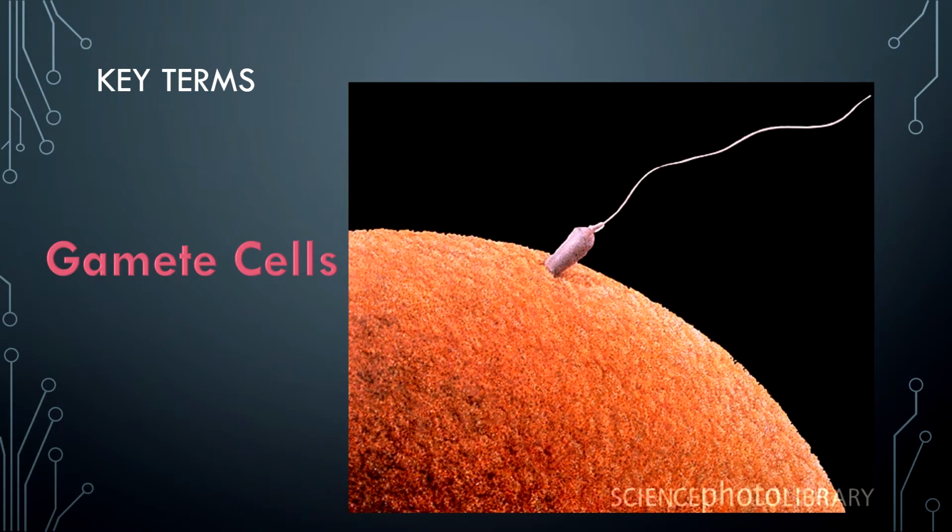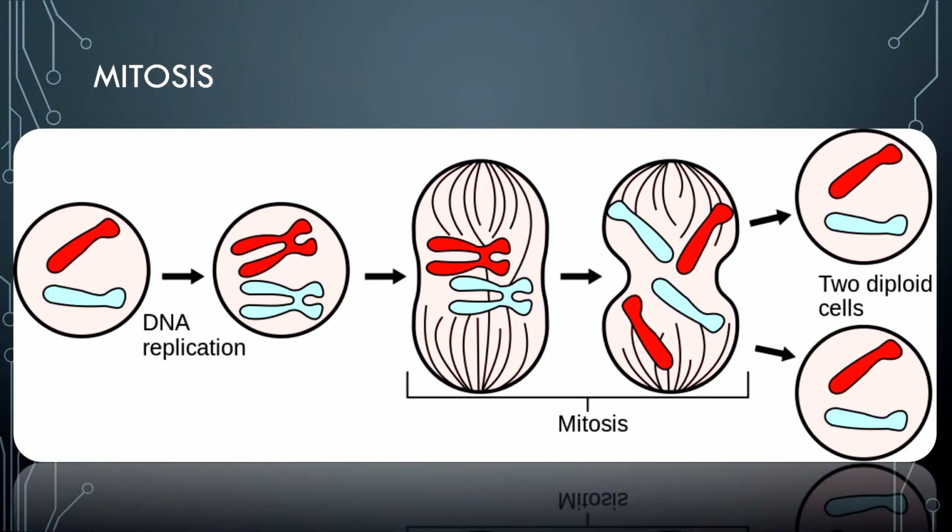A zygote is a diploid cell resulting from fertilization. Fertilization is when two haploid gametes fuse. The next thing we're going to look at is mitosis. It is a replication of somatic cells in humans. So somatic cells, remember, are all cells except for your sperm and eggs, your gametes. Mitosis is most commonly used in humans for growth and repair.